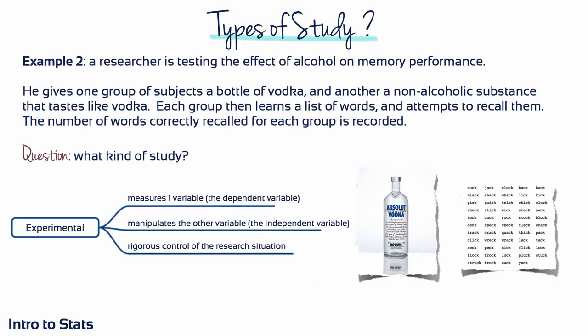The researcher manipulates one variable, the beverage. One group of people are assigned vodka to drink, and the other group are assigned a non-alcoholic fake vodka. Then after this manipulation, the researcher measures one variable, the number of words recalled from a list. This is an experimental study.